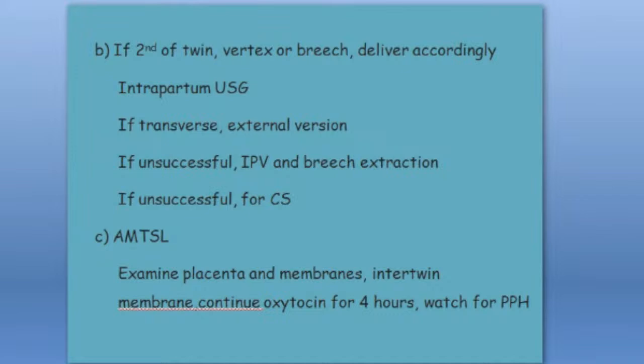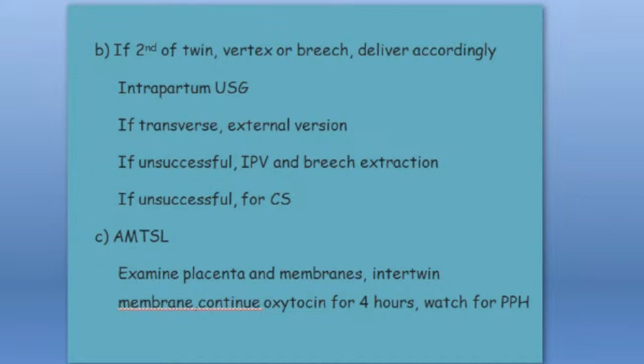All that matters in a second of twin is that it should be a longitudinal lie. It is not important whether it is a vertex or the breech, because as long as it is a longitudinal lie, you can expect a vaginal delivery without much of a problem, because the babies are also expected to be relatively small. So there is not going to be an element of cephalopelvic or fetopelvic disproportion generally, because they're small babies. So deliver accordingly.